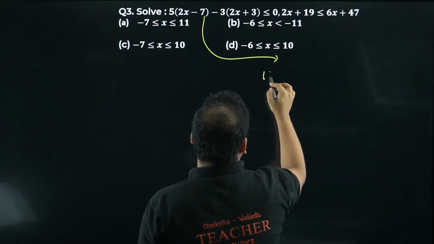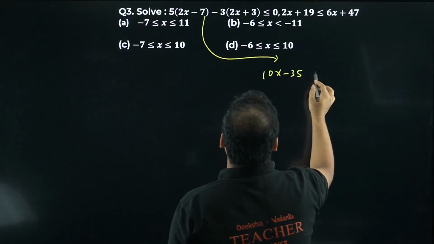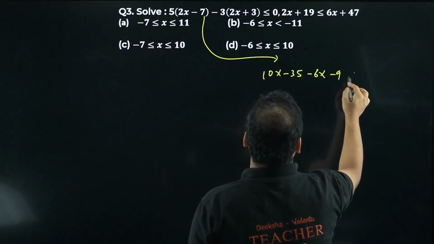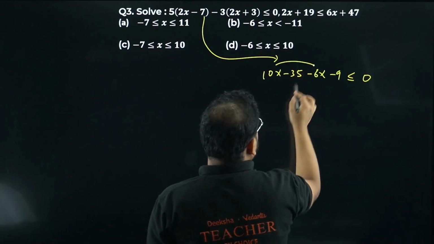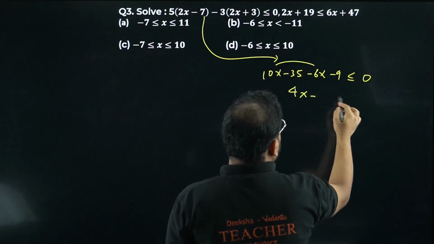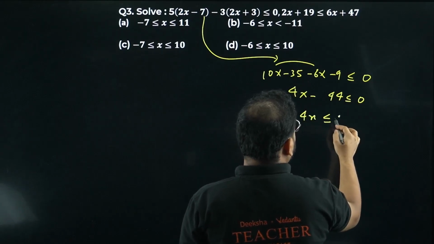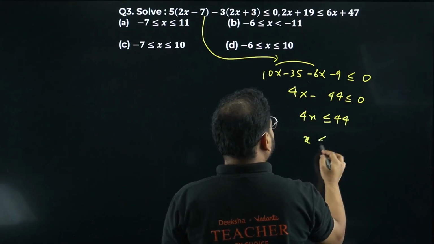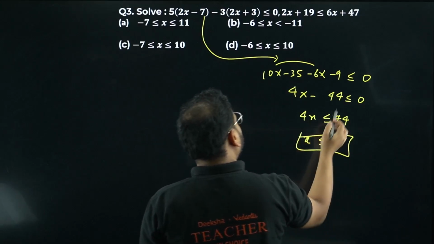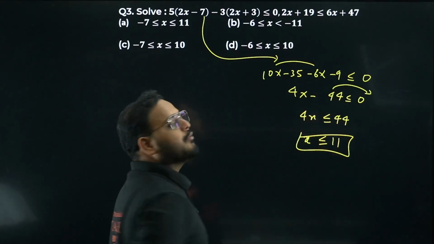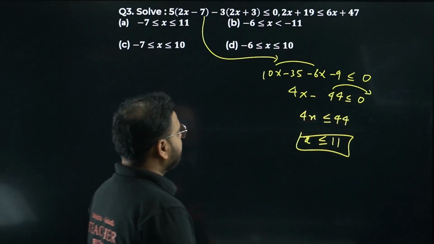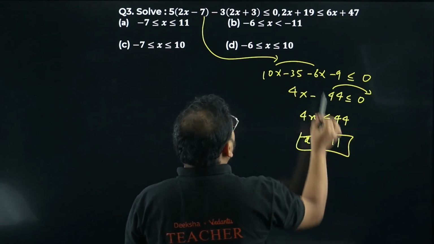So I have 10x minus 35 minus 6x minus 9 less than or equal to 0. So I get here 4x minus 44 less than or equal to 0. It means 4x is less than or equal to 44. It means x is less than or equal to 11, right? Moving 44 on this side and then dividing by 4. Great. First one is done. What next, sir? I'm going to use this one now.